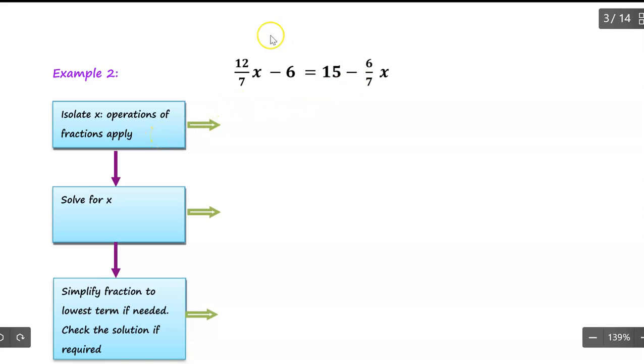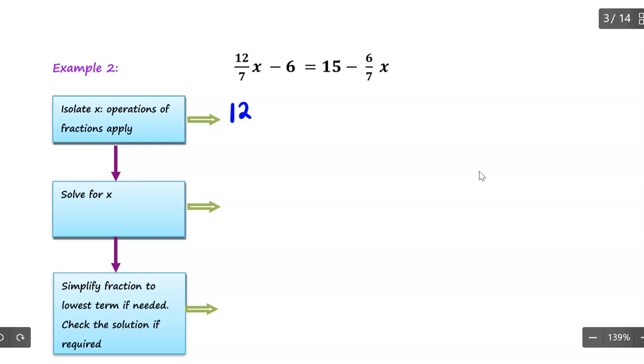In this case, the operations involving fractions will apply because the coefficient in front of x is now a fraction. Even though we see a fraction here, all the fundamental steps to solve a linear equation still apply. I will isolate the x by, first of all, seeing this is subtraction of 6, so I will add 6 to both sides. And at the same time, I see subtract 6 over 7x, which means I will add 6 over 7x to both sides. So let's start with that.